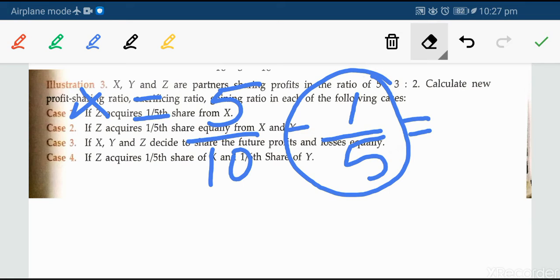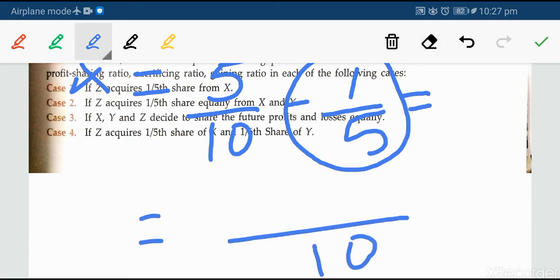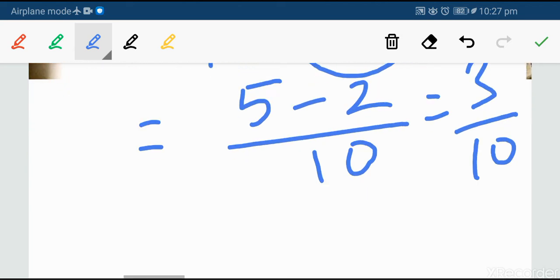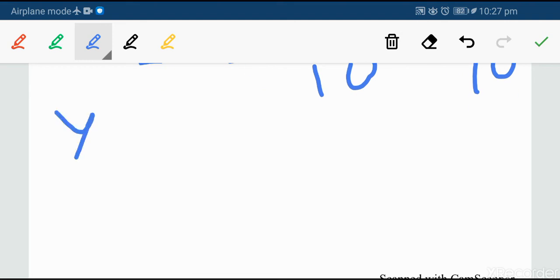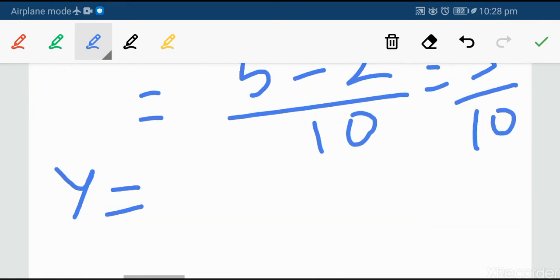So how will we calculate the profit sharing ratio? We will take the LCM as usual. LCM will be 10, and when we calculate, this will be 5 minus 2, that is equal to 3 by 10. So the new profit sharing ratio of X is 3 by 10. Okay, now we will move to Y. Does the question say anything about Y? No. What was his profit sharing ratio? 3 by 10. So it will be 3 by 10 only.